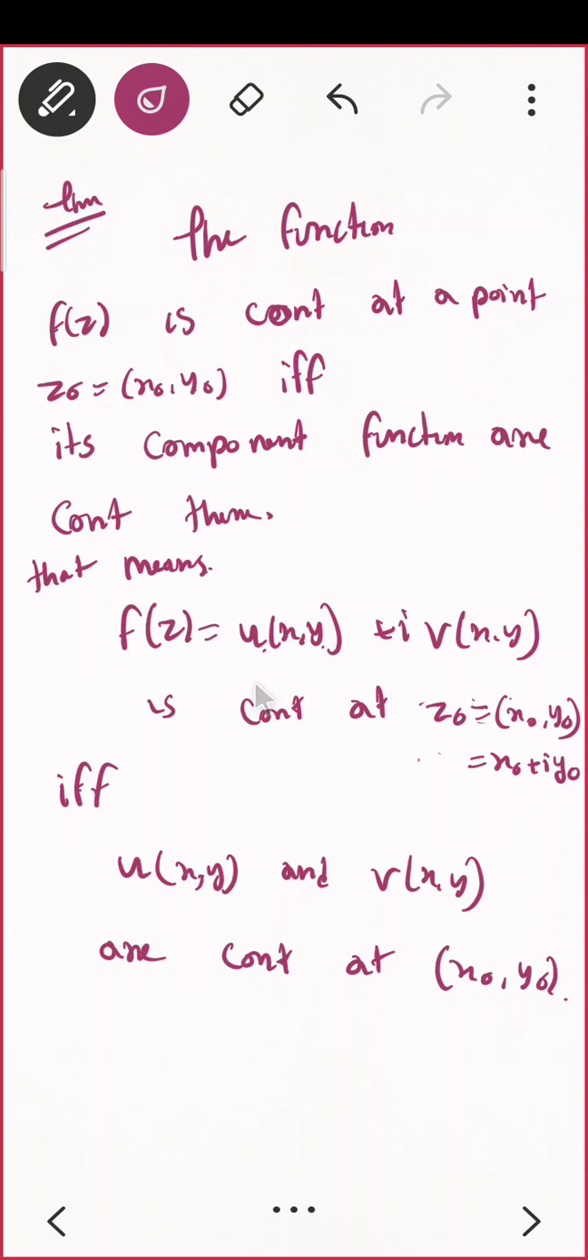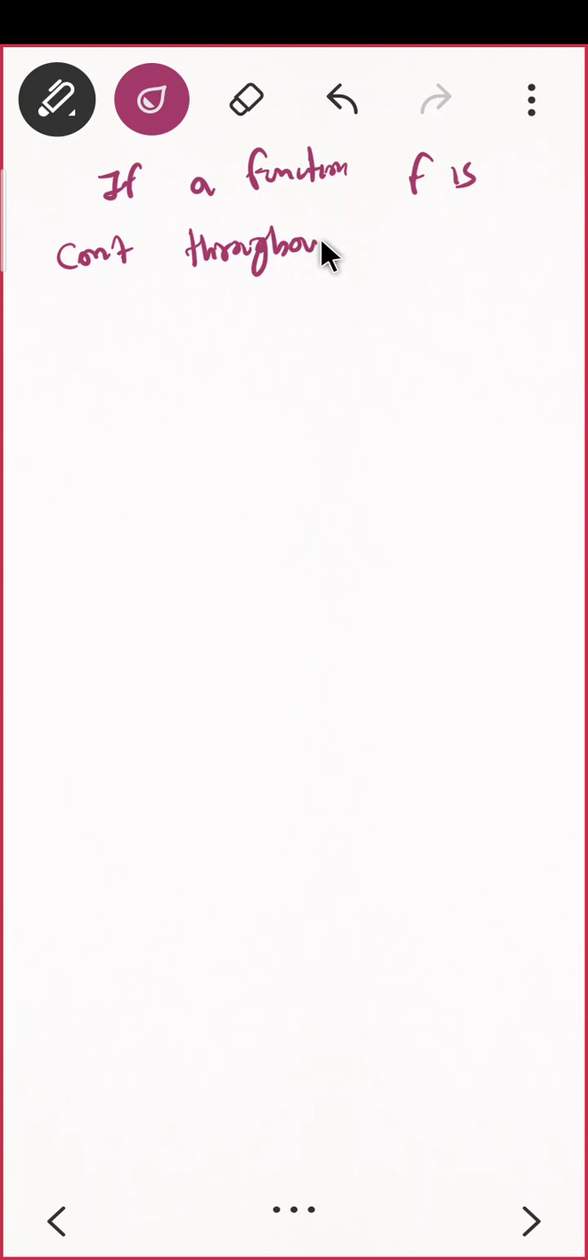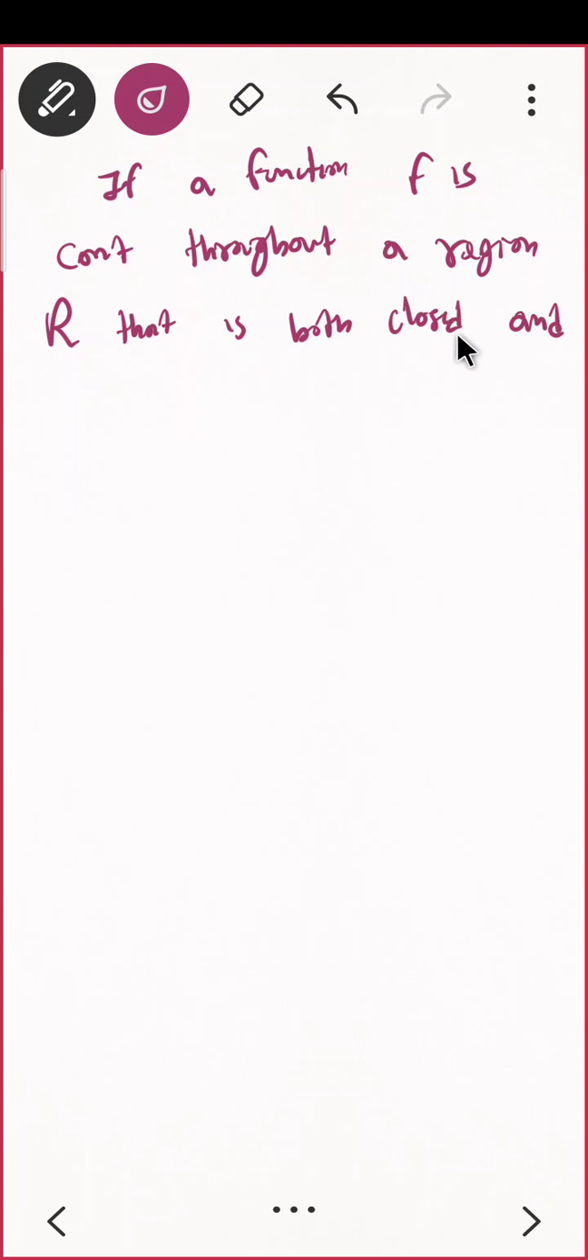And one more thing, if your function is continuous in that neighborhood, then it will be bounded. Do you agree? The function will be bounded also in that neighborhood. That means if a function f is continuous throughout a region R that is both closed and bounded, closed and bounded is also called compact.